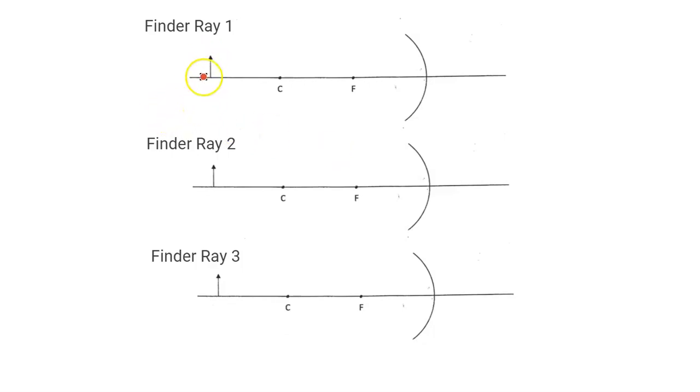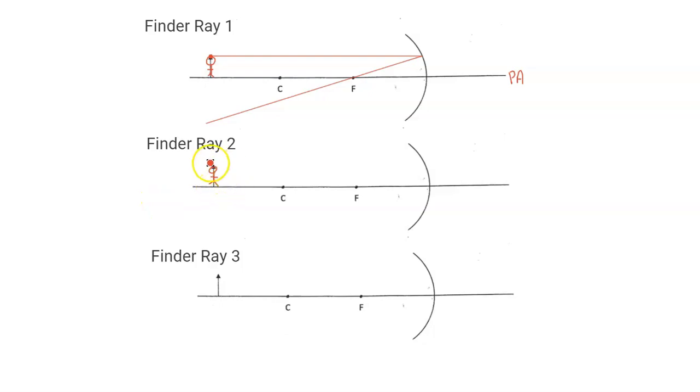Now, a lot of textbooks use arrows as the object, and then we use arrows to find the arrow image. I just find that confusing, so let's just replace our object with a little stick figure here. We're going to figure out where the top of the head is going to form an image. So the first finder ray is that any ray parallel to the principal axis, where this is our principal axis, will reflect through the focus, like so.